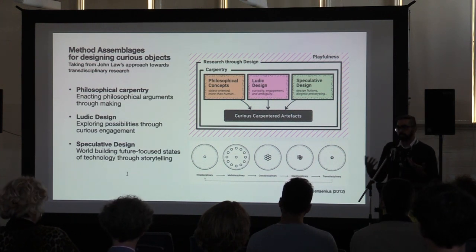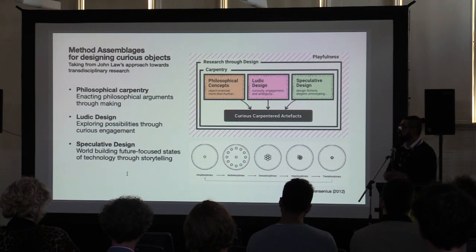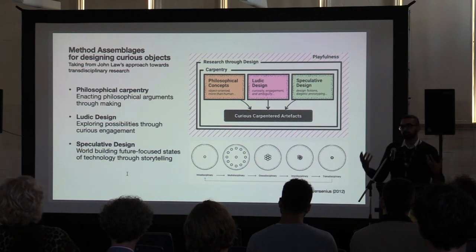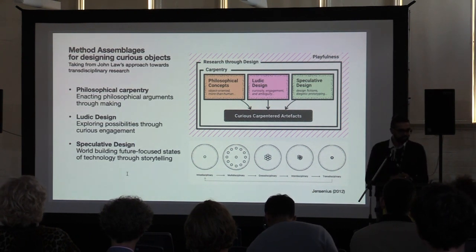The three that I tap into mostly is speculative design for world building and storytelling, ludic design for creating ambiguous artifacts, purposefully ambiguous for enacting curiosity in different ways when whoever's engaging with them, and philosophical carpentry, which again taps into the big argument that I'm trying to talk about, more than human. How do we engage with technologies, these relationships that we've developed over time? How do we answer those questions?